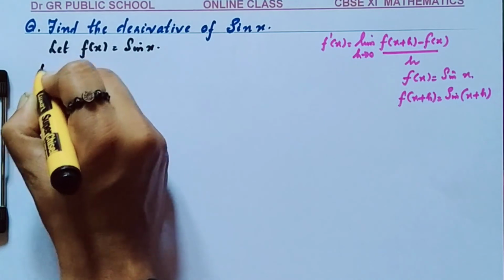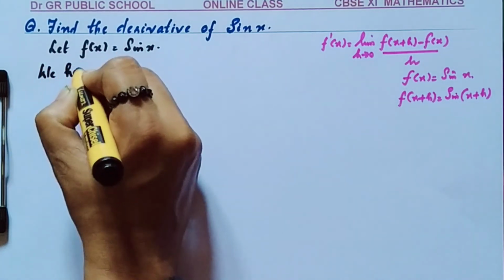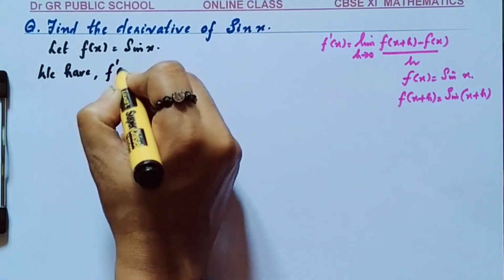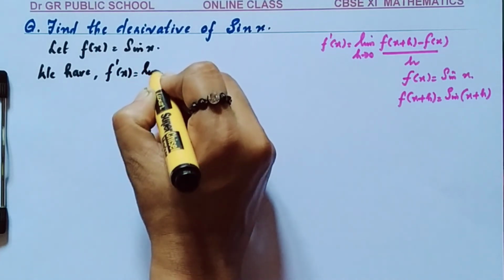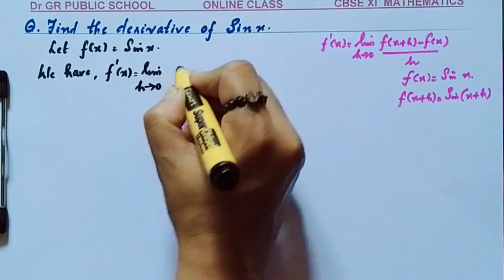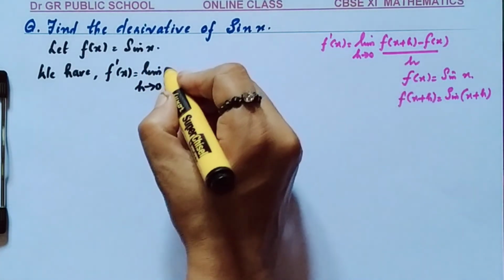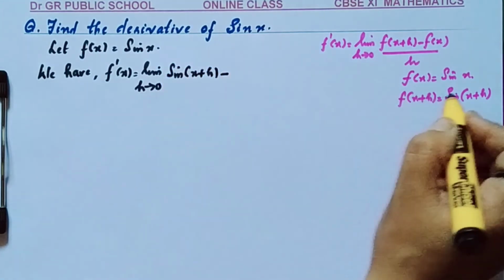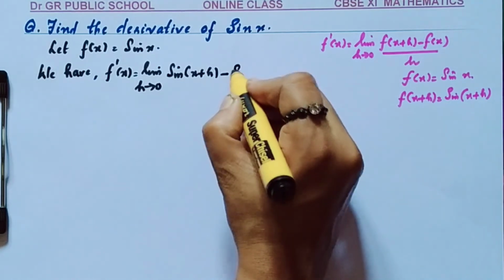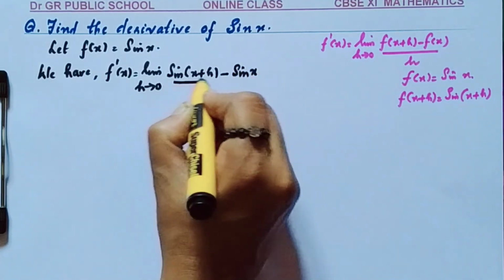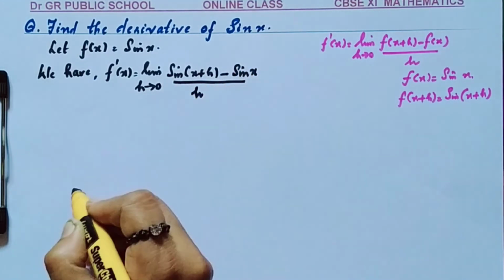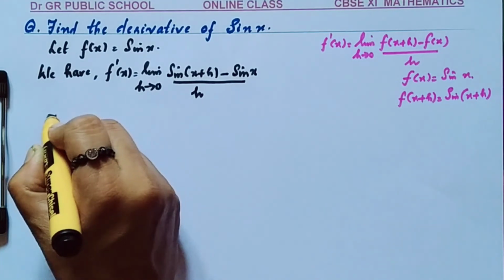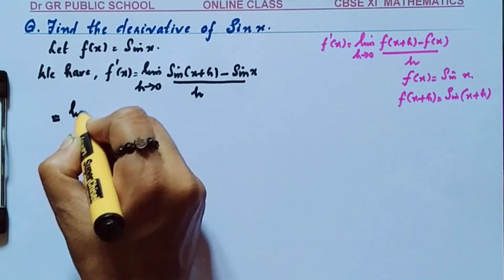We have f dash x equals limit h tends to 0, f of x plus h. What is f of x plus h? Sin of x plus h minus f of x. f of x is the original function sin x, the whole divided by h, which is equal to limit h tends to 0.